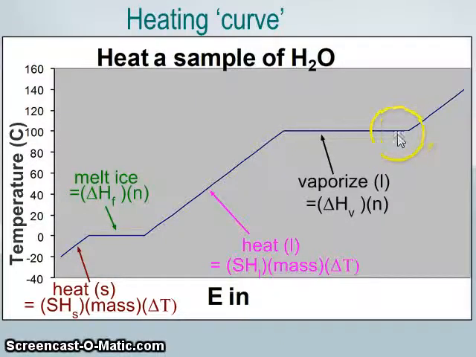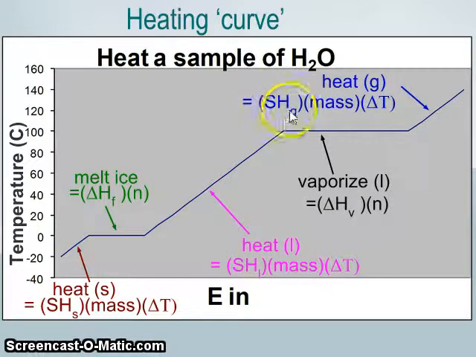Then finally we get to a point where we've put in enough energy to boil off all the liquid and turn it all into a gas, and then going from here up to 140, we're just heating the gas, which is again a generic heating. The amount of energy needed to heat something is equal to the specific heat of that something times the mass of that something times the delta T of that something. So notice that the heating of the gas, the heating of the liquid, and the heating of the solid are very similar. They're just specific heats times mass times delta T.